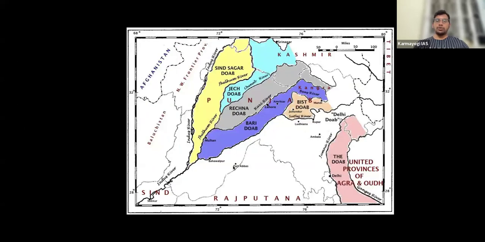So let's also look at the Doabs. Here we have Sutlej River, and then here we have Ravi River, sorry, Beas River. This is Beas River and this is Sutlej River. Between Beas and Sutlej, it is called Bist Doab. Between Sutlej and Ravi River, it is called Barhi Doab. Between Ravi River and Chenab River, it is called Rechna Doab. Between Chenab and Jhelum, it is Chaj Doab. And between Jhelum and Indus, that is called Sind Sagar Doab.